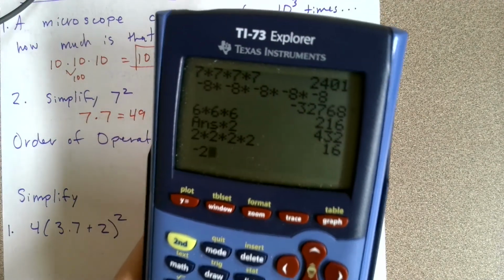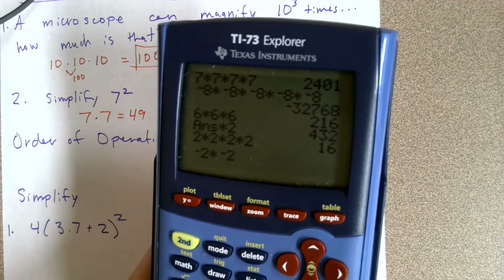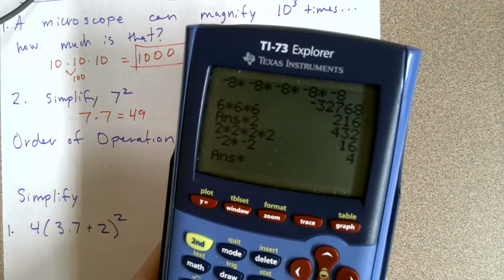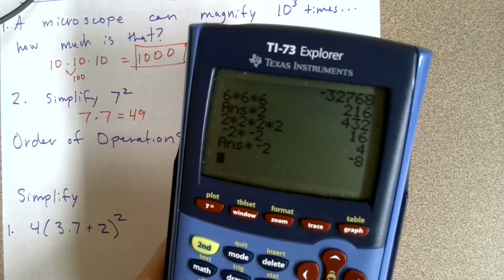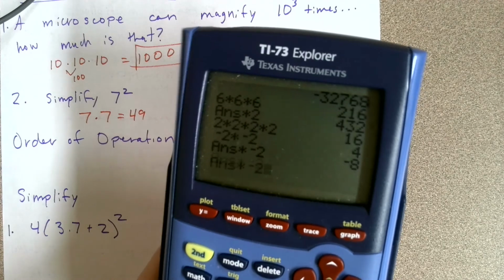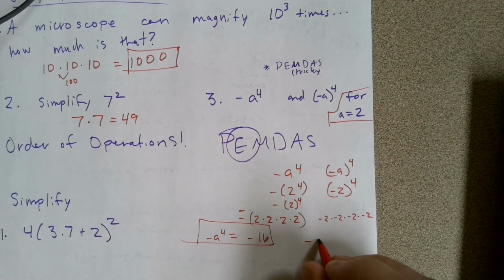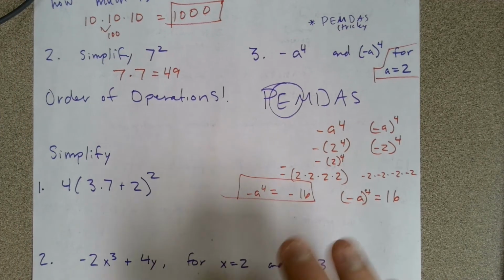Negative 2 times negative 2. That's two negatives. That's going to make a positive. Times another negative 2. That's going to be back to a negative. Times another negative 2. That's going to bring us back to a positive. So when we have that in the parentheses, it changes the problem. Makes it a positive 16. Pay special attention to problems like those.